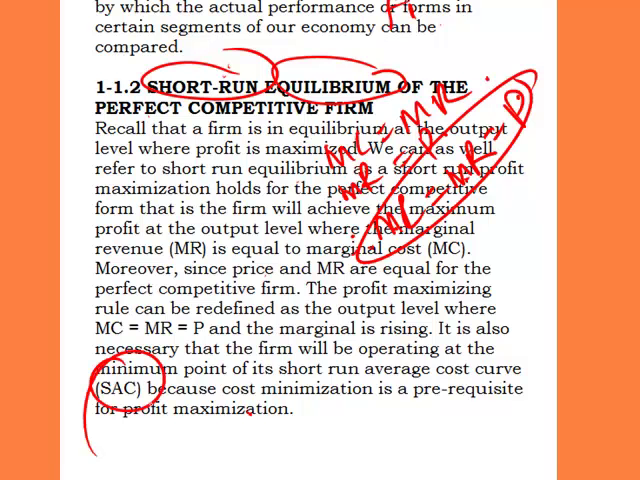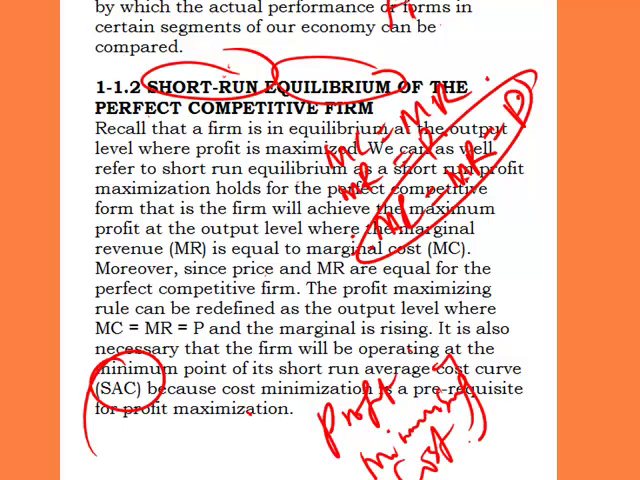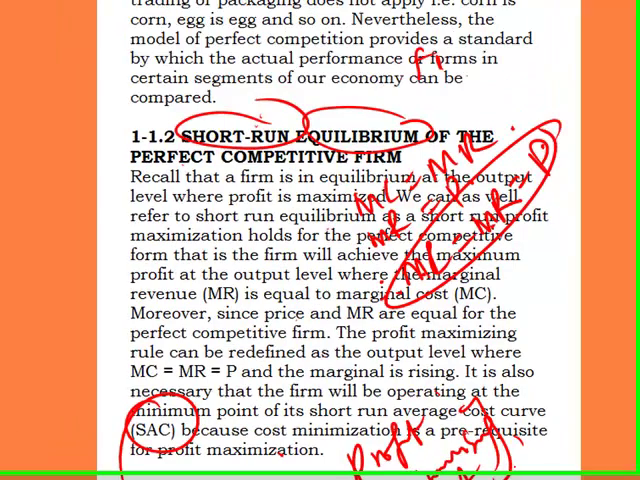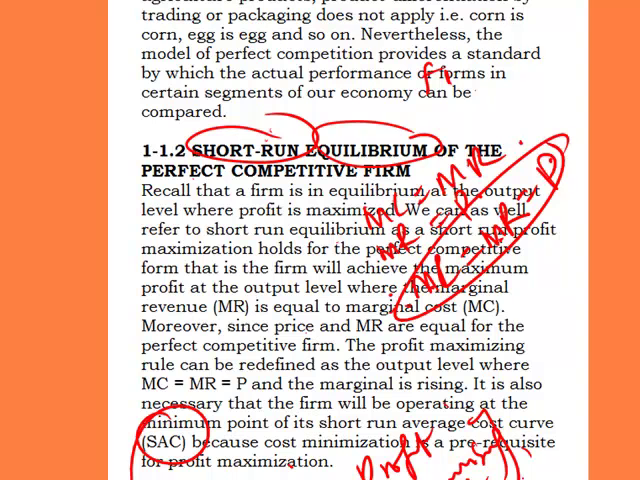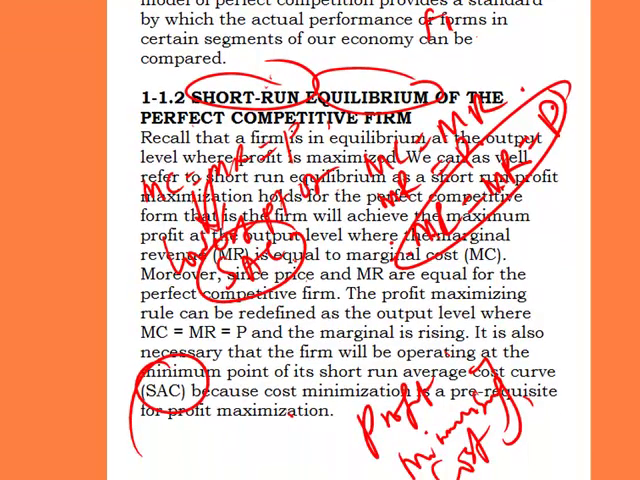Now, what we are saying at this point is that if a firm wants to maximize their profit, they should first be minimizing their what? Their cost, because minimization of cost is a prerequisite for profit maximization. So at the profit maximization point, your marginal cost is equal to marginal revenue, which is equal to price, and it should be at the lowest point of what? Of short-run average cost.